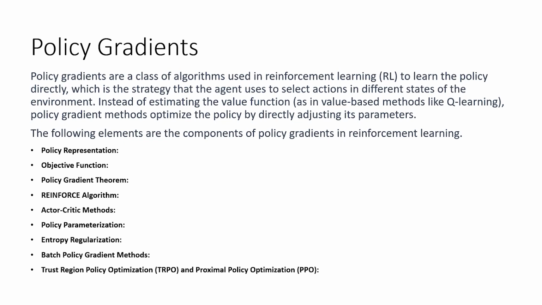You have policy representations, which is the first step. Then there's a need to describe the actual policy that we'll be using. Then the objective function, which will be used to adjust the policy. Then you have the policy gradient theorem, used to update the policy using the gradient descent approach. Then you have the REINFORCE algorithm that needs to be selected. Then the actor-critic methods, the policy parameterizations, and the entropy regularization. You also have the batch policy gradient method, trust region policy optimization, and proximal policy optimization. So these are the elements that describe the policy gradient.